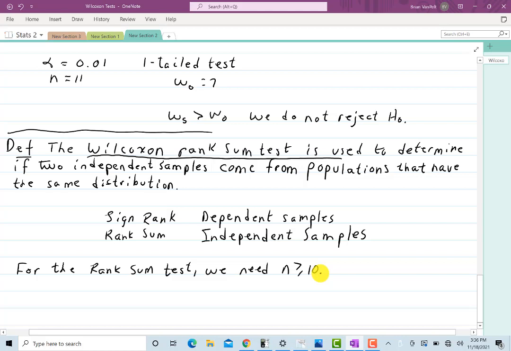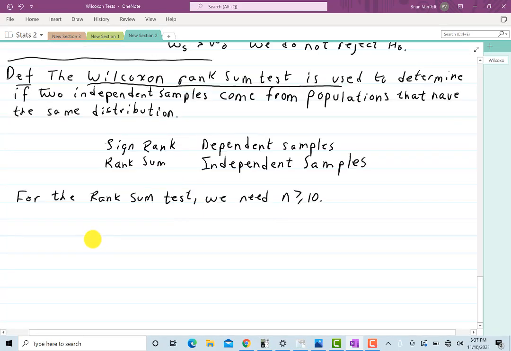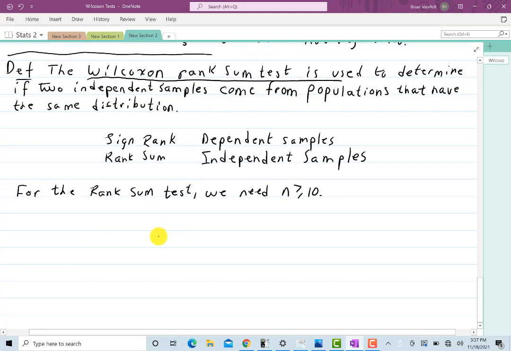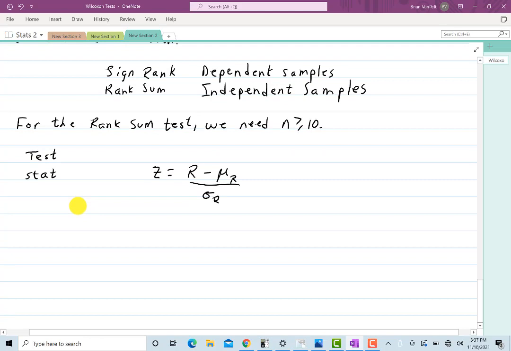Now, it's going to use the normal distribution. It will be normally distributed with this. Z equals, this will be our test stat, and it will look like this: R minus mu sub R divided by sigma sub R. So it takes that standard normalization process. It looks very similar to it. And let me give you the formulas for the R, mu, and sigma.